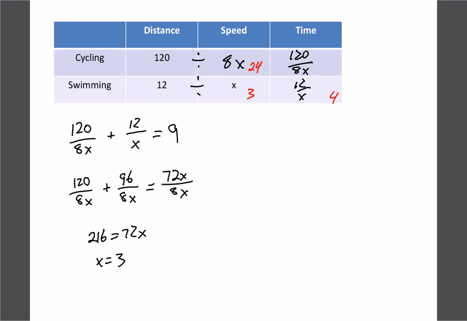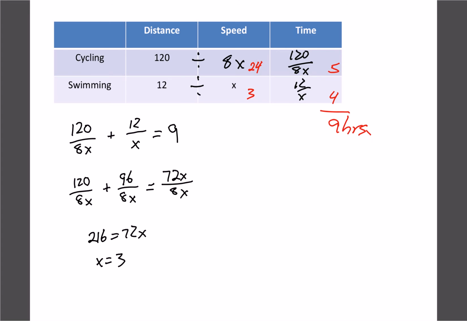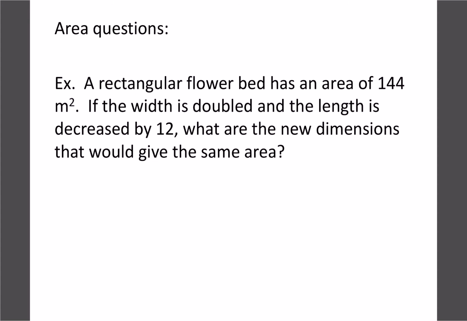And we can check that out. So 12 divided by 3 would give us 4 hours. 120 divided by 24 gives us 5 hours. Those do indeed add up to 9 hours. So we're done. The question was, what was her swimming speed? So in that case, we're just looking for the 3 kilometers per hour.